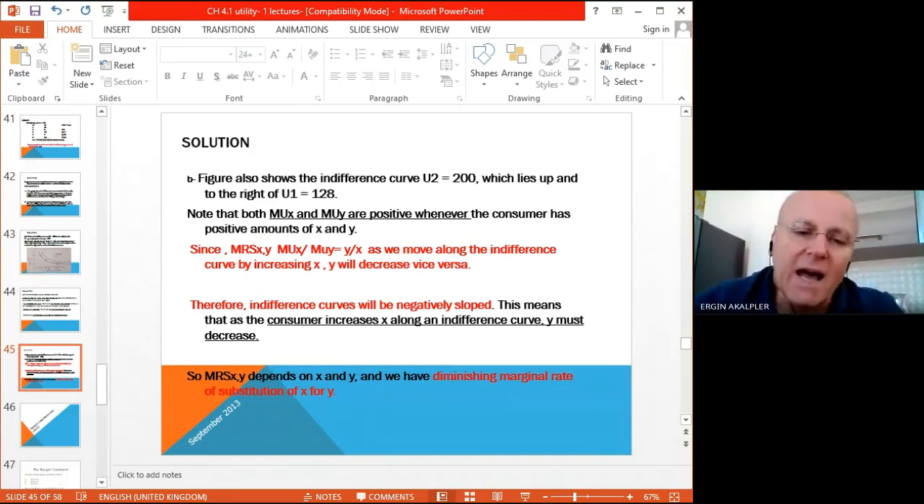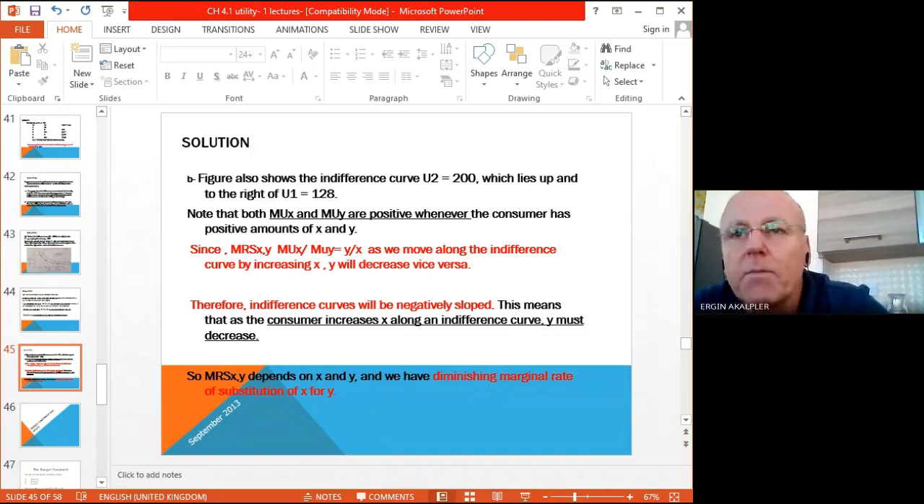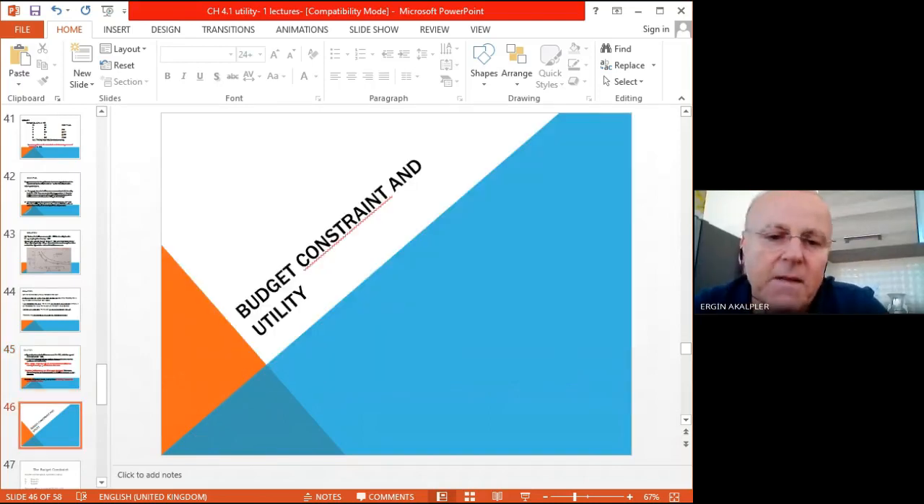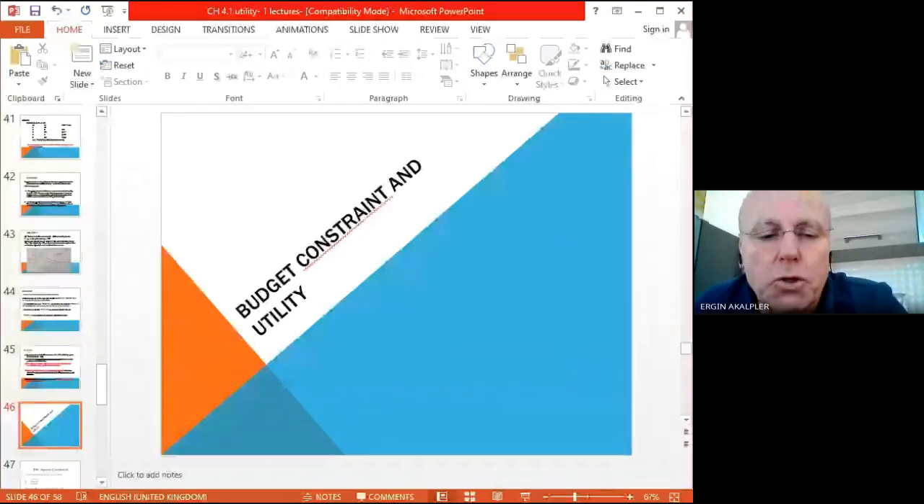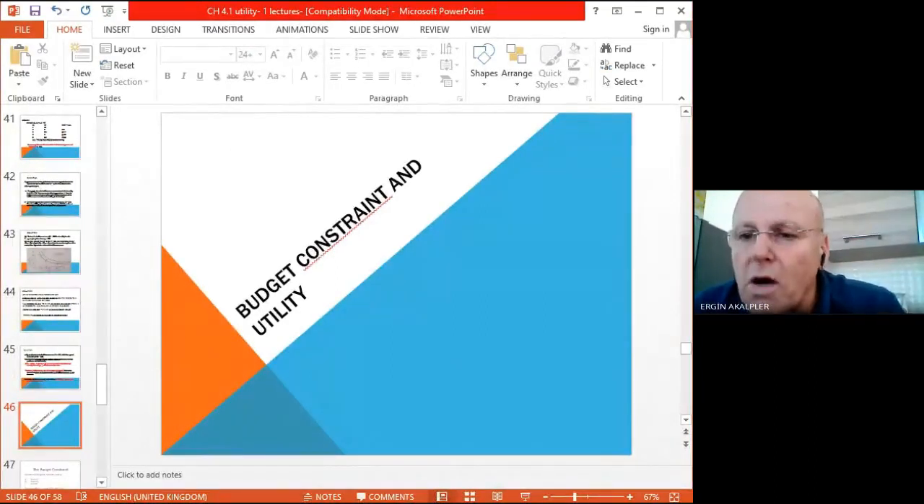Therefore, this should be realized in this way, and since it is so, the marginal rate of substitution of X for Y depends on X and Y, and we have a diminishing marginal rate of substitution of X for Y, which can be illustrated and presented in a given scenario. Today I'm going to stop here, and next lecture we will go to the optimal constraint, expenditure minimization, and corner points, with some more calculations and estimations.